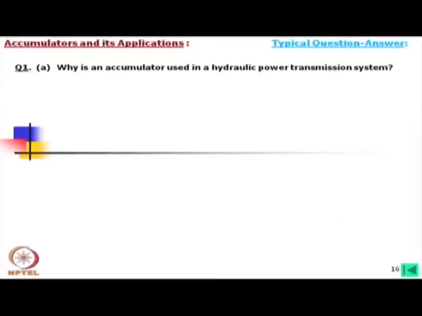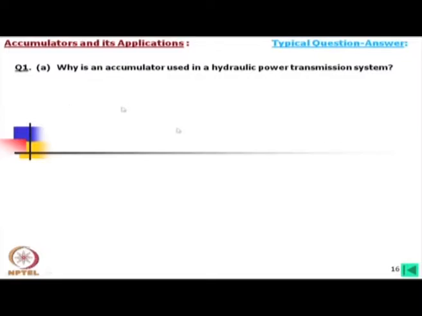Now, we should look into a typical question answering. The typical question, usually 4 to 5 or 5 to 6 such questions are to be answered in 3 hours. Let us consider we have to answer 5 questions and this is one full question. Part A is: why is an accumulator used in a hydraulic power transmission system?